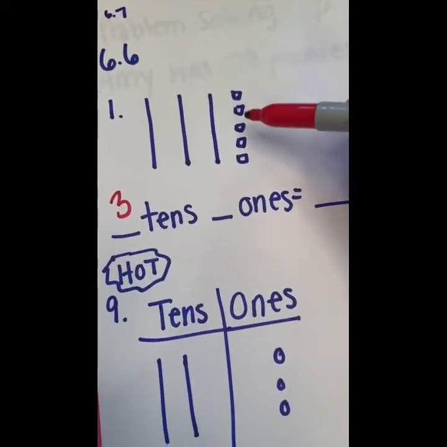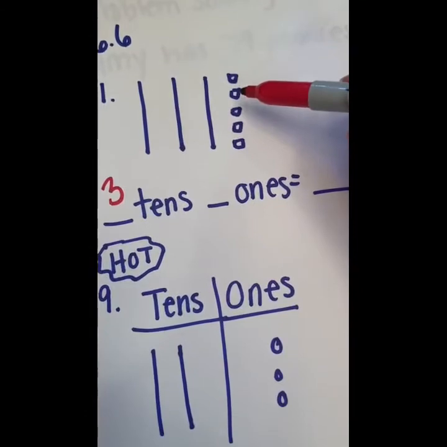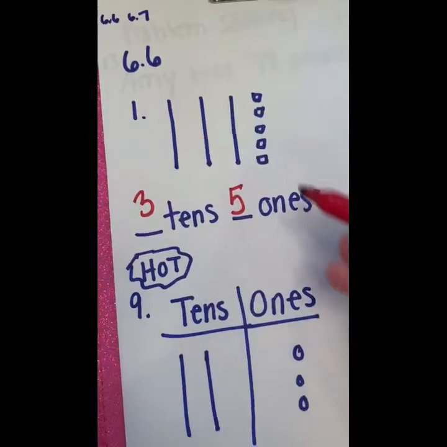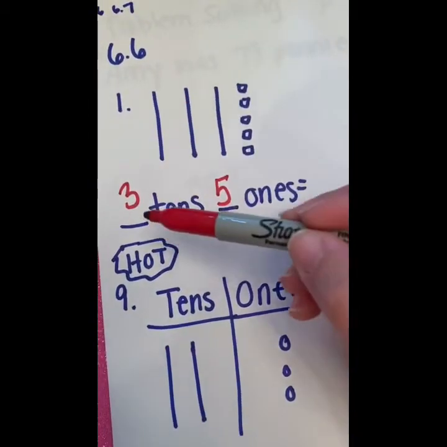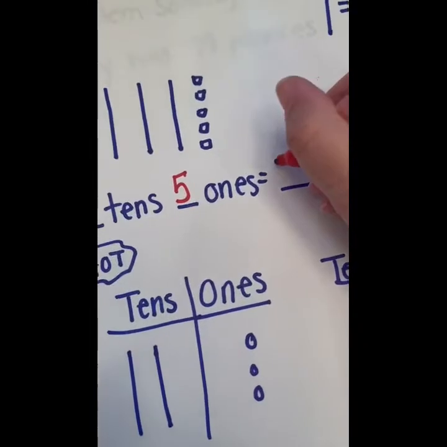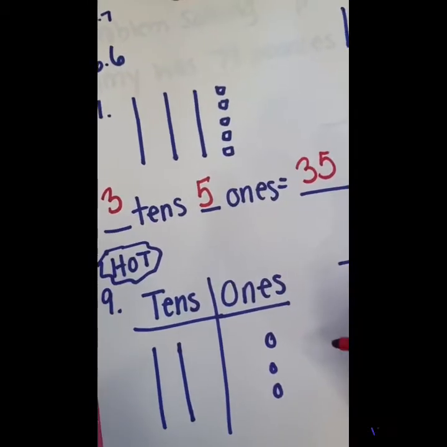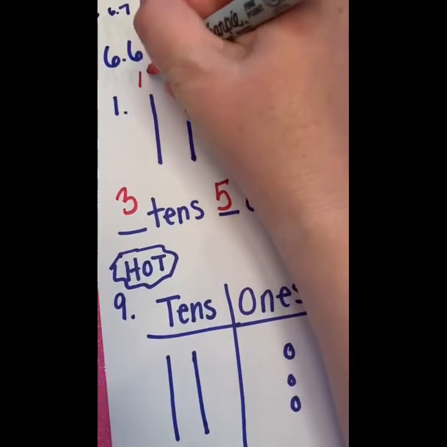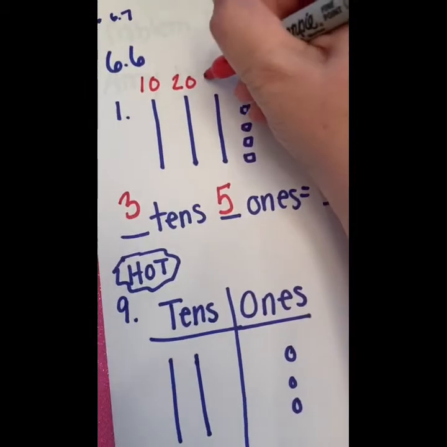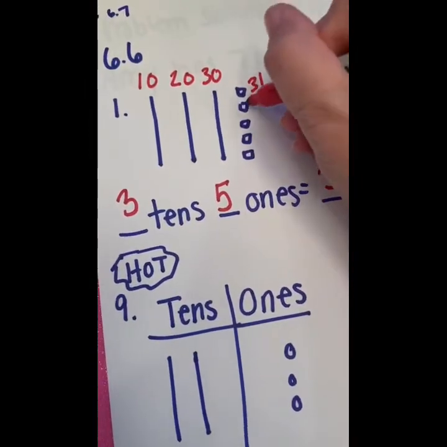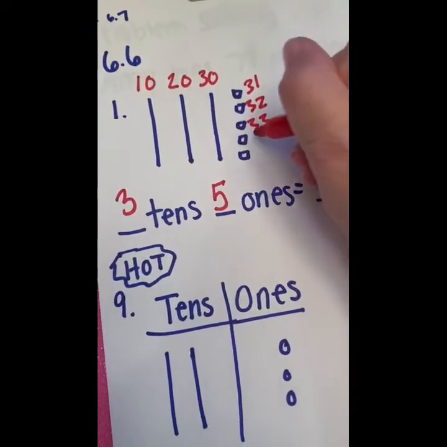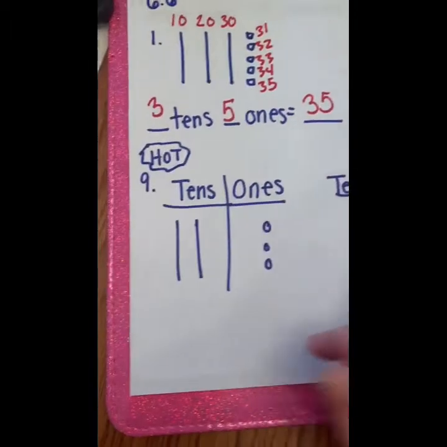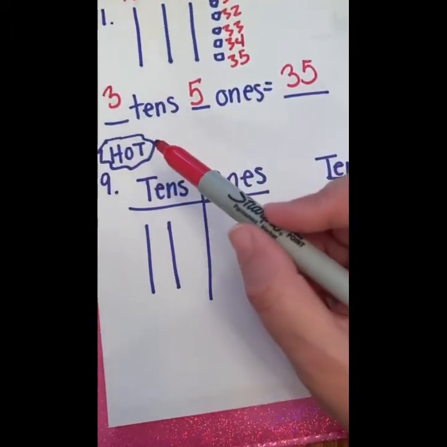Now here, we count these by ones. So 1, 2, 3, 4, 5. So how many are in number 1? That's right, 35. Later in the chapter, you will see that we do it this way that we're used to. 10, 20, 30, 31, 32, 33, 34, and 35. Very good.